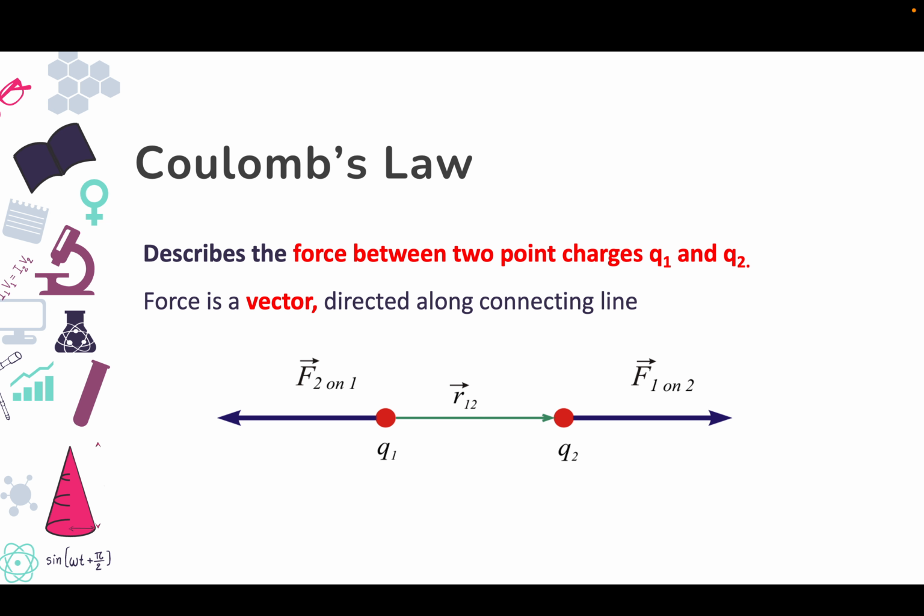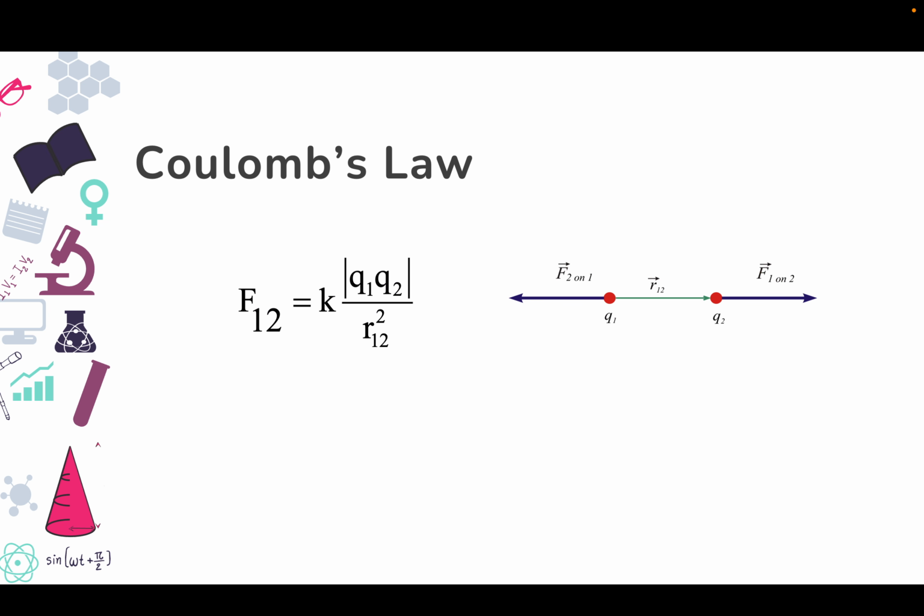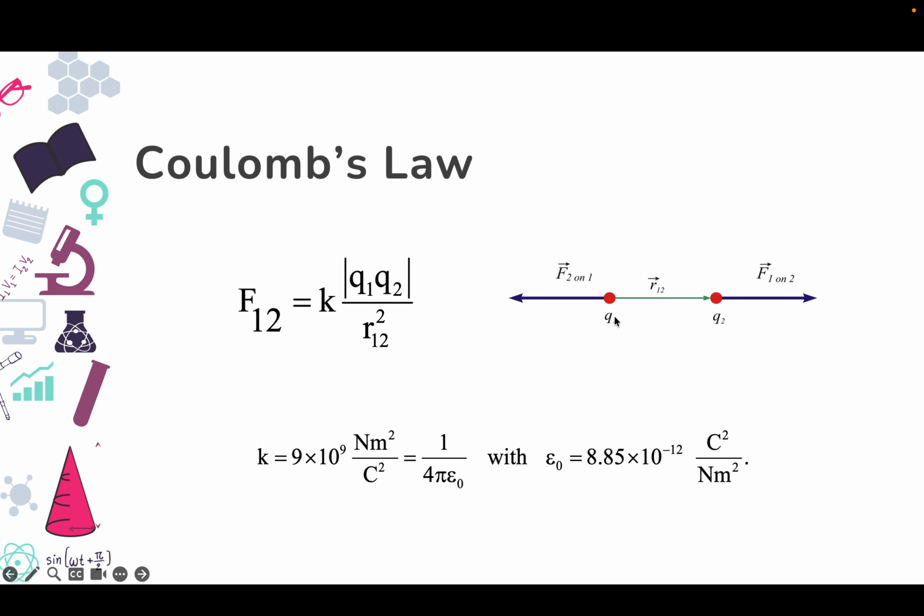Coulomb's law describes the force between 2 point charges Q1 and Q2. Always remember that force is a vector directed along the connecting line. And again, that's the formula: k Q1 Q2 all over R12 squared, or in basic, k Q1 Q2 all over R squared. Just remember that R will always be the distance between the two charges. And k, again, will be 9 times 10 to the 9 newton meter squared per coulomb squared.